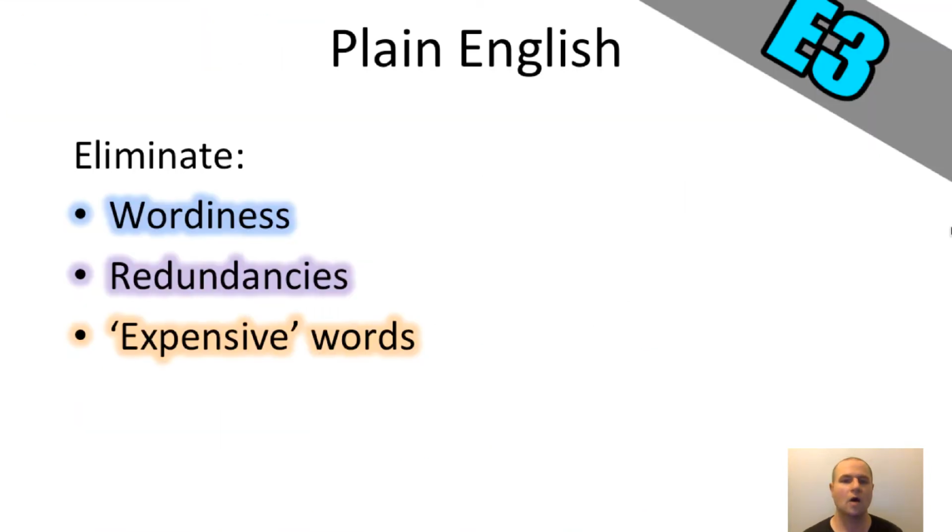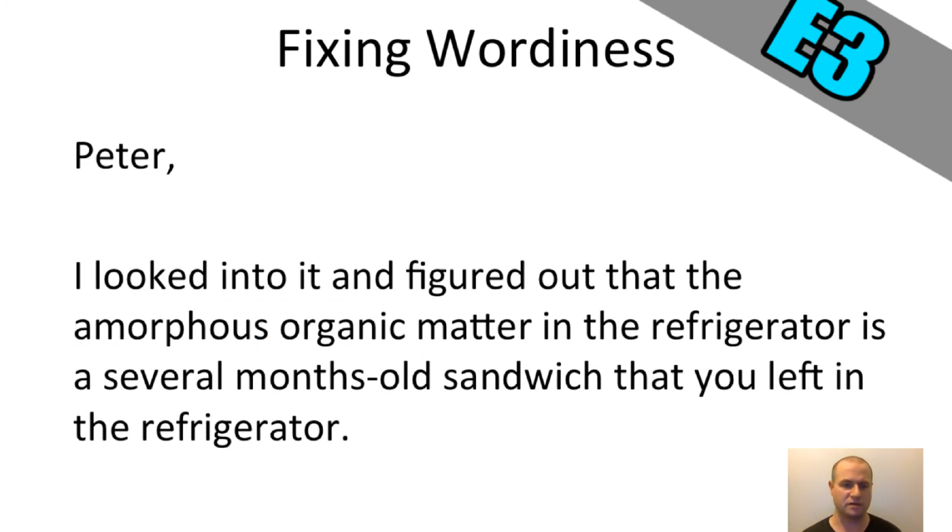Okay, moving on. Now we're going to talk about using plain English. And specifically, I'm going to have you eliminate wordiness, redundancies, and expensive words. Okay. I'm going to explain both of these in more detail. So fixing wordiness. Look at this example. Peter, I looked into it and figured out that the amorphous organic matter in the refrigerator is a several months old sandwich that you left in the refrigerator.